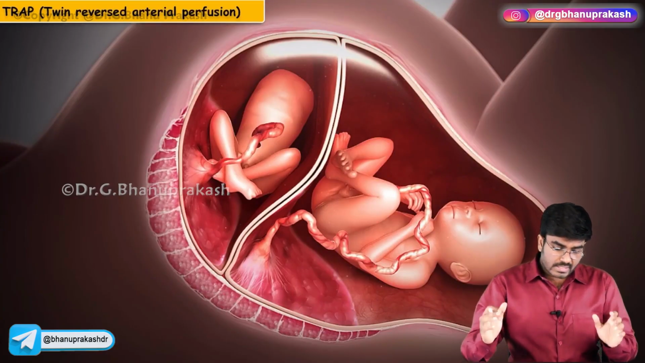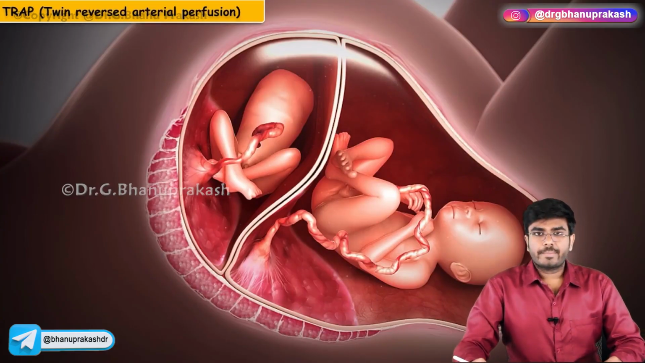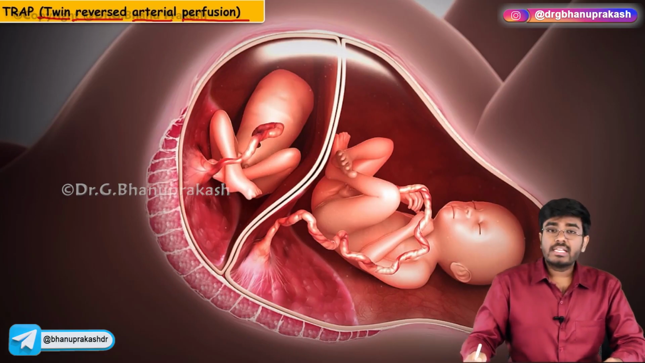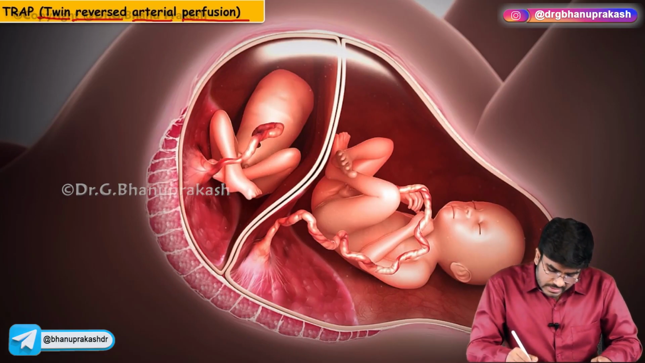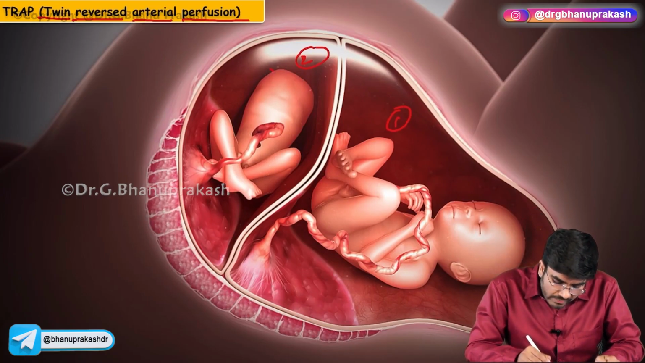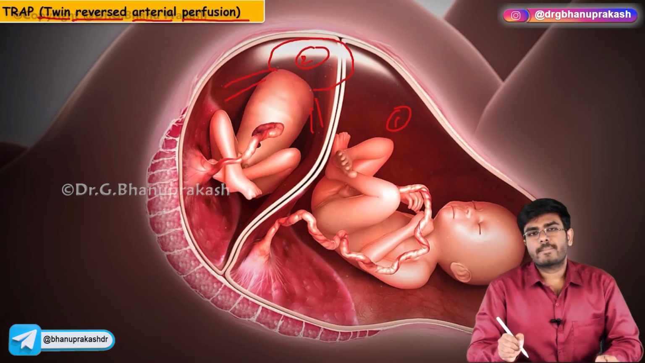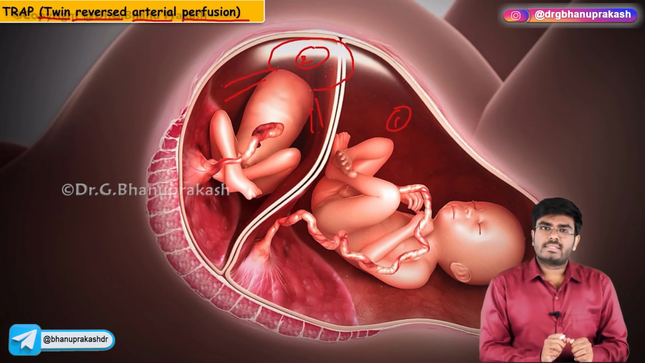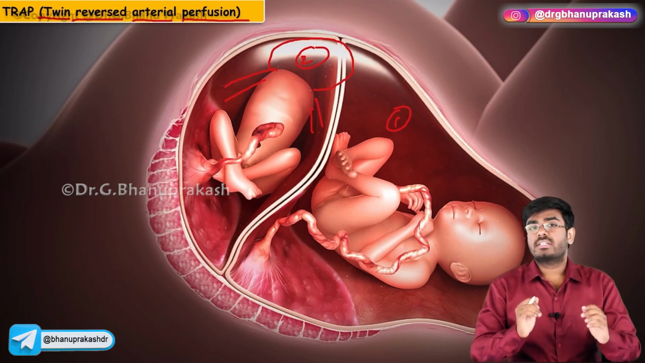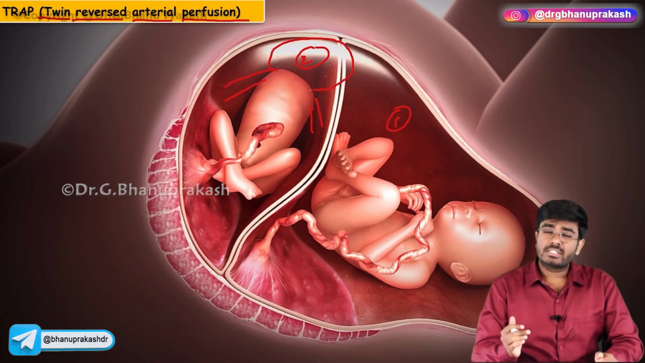Now, let's discuss a condition called TRAP. TRAP means twin reversed arterial perfusion. Guys, please concentrate. Here is one baby, here is the other baby. But please look at baby number 2. There is no development of the head and no development of the upper extremities. So, this is a twin pregnancy, but one twin is not developing the upper extremity. Why is it not developing, and what are the problems?